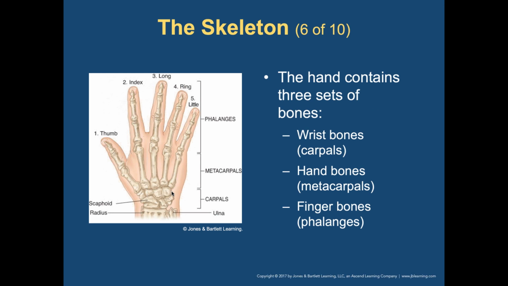So if you move past the carpals, you'll have your scaphoid and your radius and your ulna into your wrist.